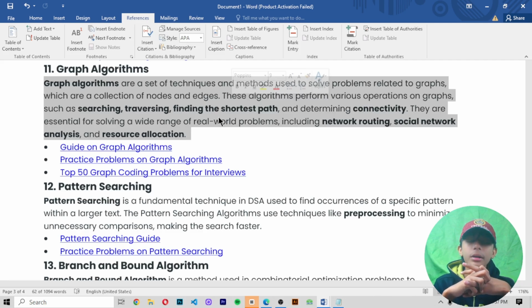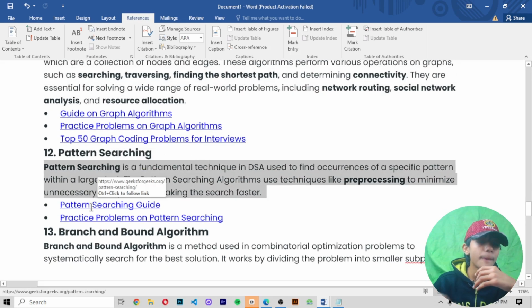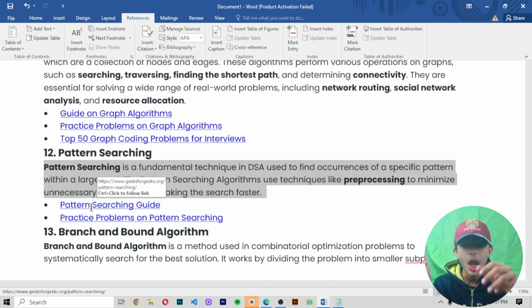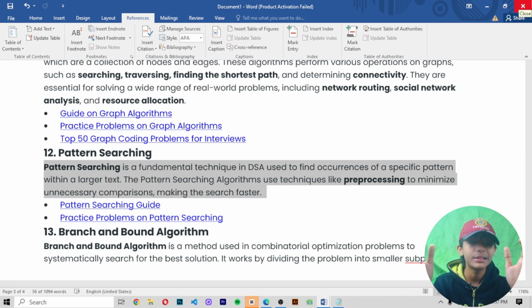Now, number 12, pattern searching. Pattern searching is a fundamental technique in DSA. It's used to find occurrences of a specific pattern within a larger text. The pattern searching algorithm uses techniques like pre-processing to minimize unnecessary comparisons, making the search faster. And we also make one detailed video on the pattern searching guide, and in that video I also told you the practice problems on pattern searching.